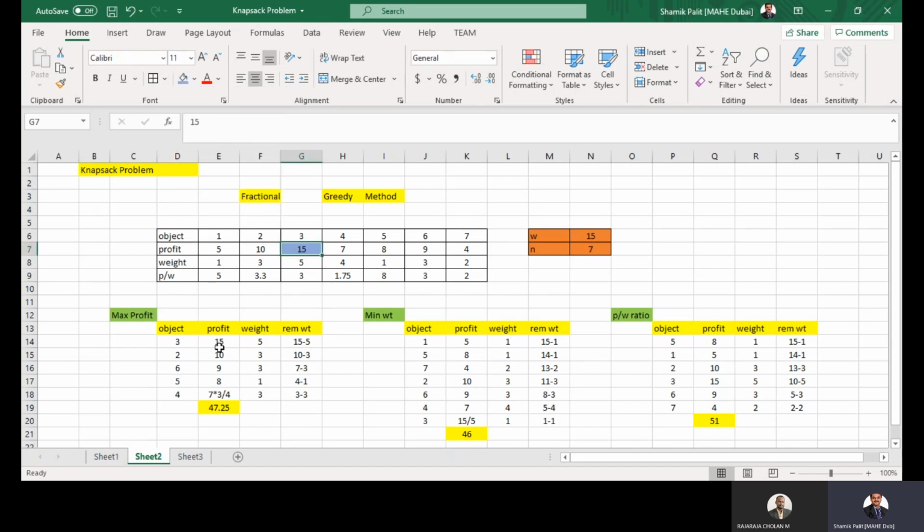So now what I will do, I have mentioned 15 profit because 15 is the maximum profit. So we will take the profit in that manner and we will take the weight associated with the profit. So that is obviously 5. So we have considered this 5. We have kept this 5 inside the bag, and every time you have to find out the remaining weight available in the bag because you know that you cannot take more than 15.